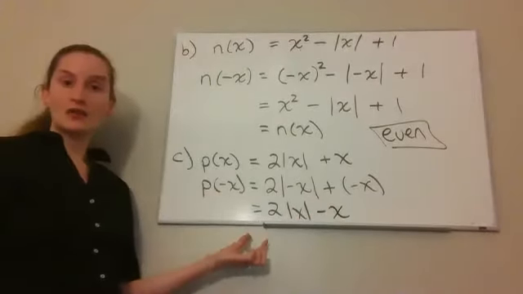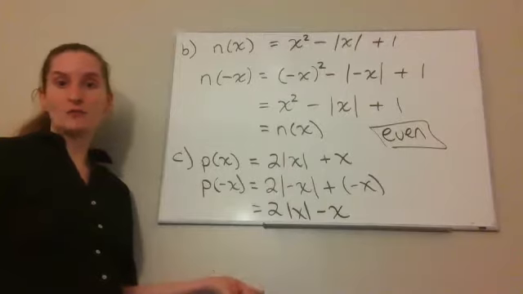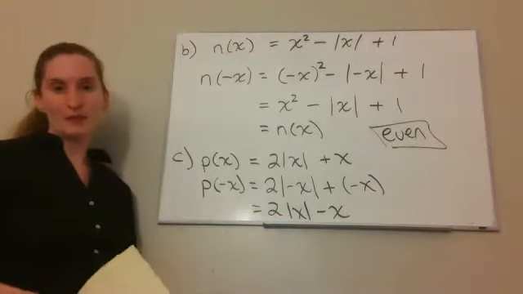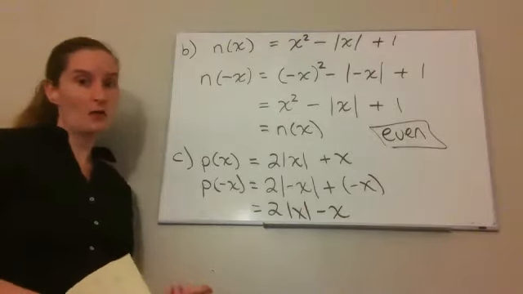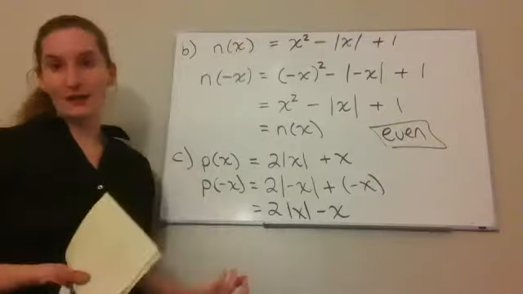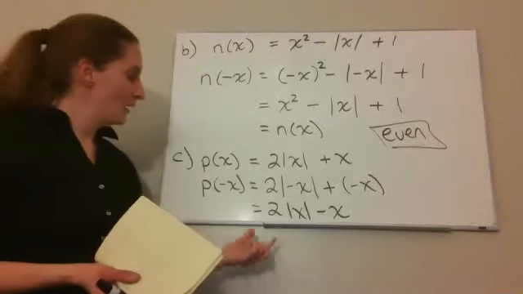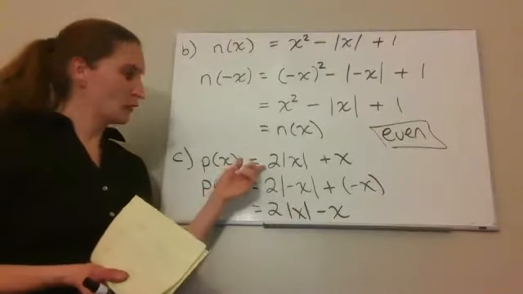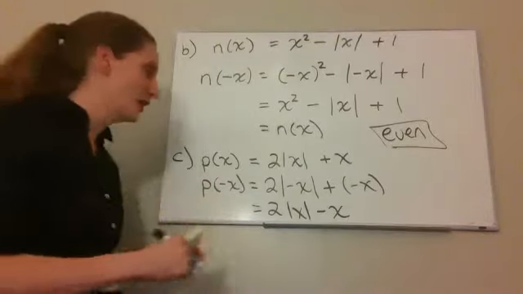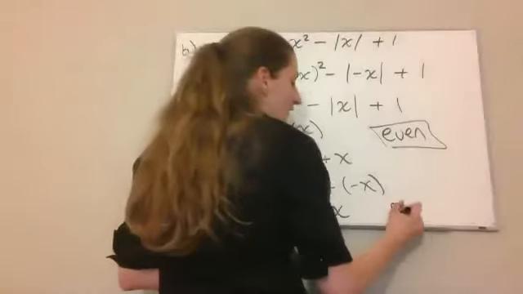Is this equal to my original function? No, because of that minus sign. Is this equal to the opposite of my function? Also no. Because in order for this to be the opposite of my function, all of my signs would have to be opposite. And this 2 absolute value of x agrees with my original 2 absolute value of x. It's not the opposite of it. So this is neither.